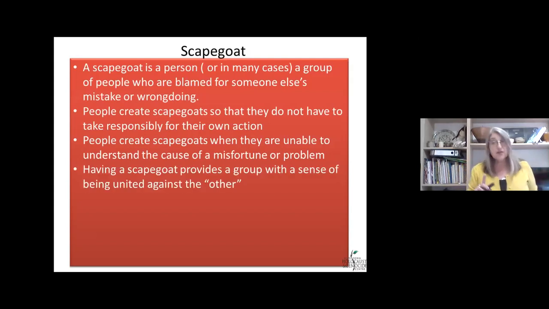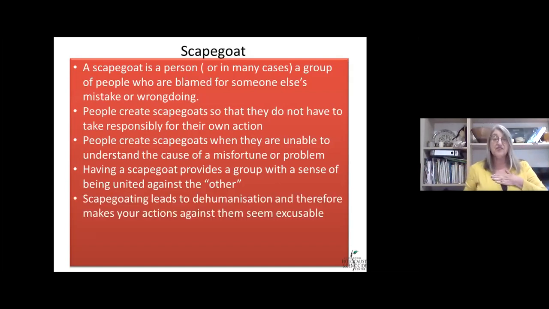Having a scapegoat does another thing. It provides a group with a sense of being united against another group. So we are the in-group, they are the out-group, and we can behave towards them in whichever way we like, because we're together in this and we're strong against them. It's us against them.